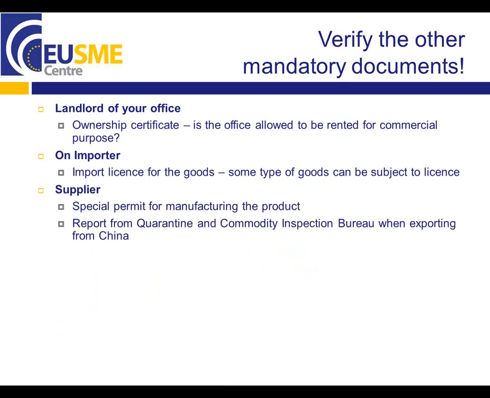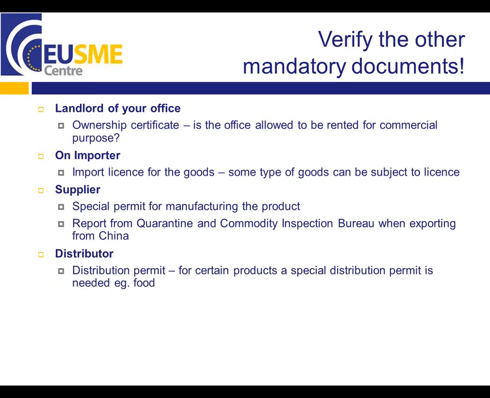On the other hand, when you are dealing with the supplier, some goods have to have certificates, or the supplier, the manufacturer, shall have a special permit for manufacturing such a product, for example medical devices. Or when you are exporting from China, very often for some types of products the report from the quarantine and commodity inspection bureau is requested.